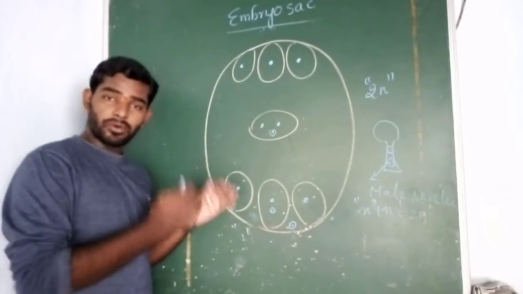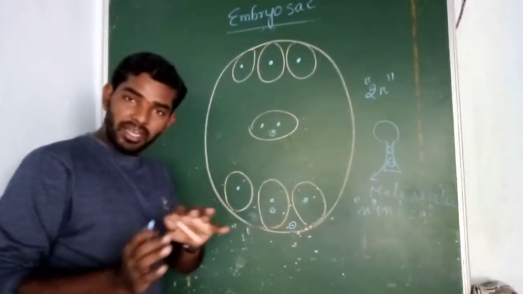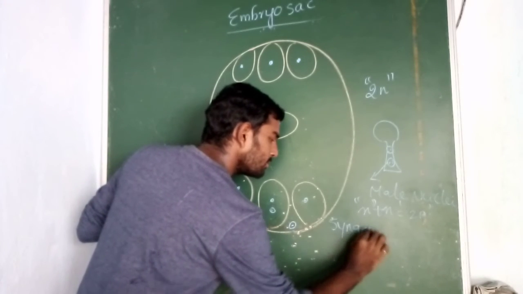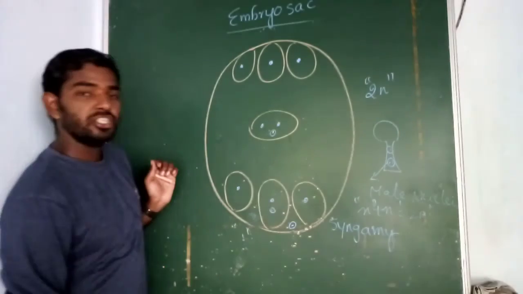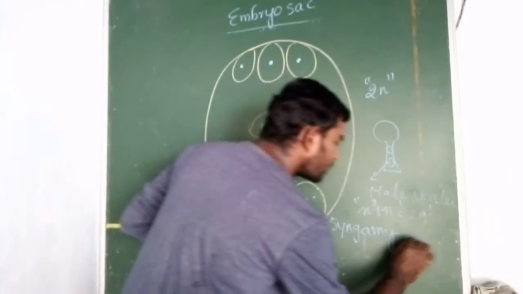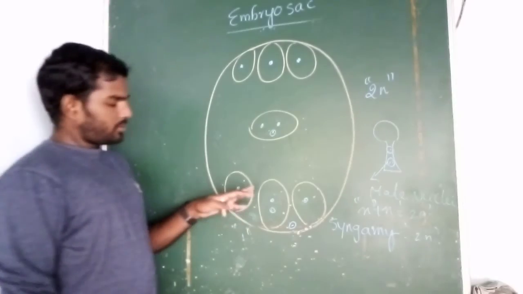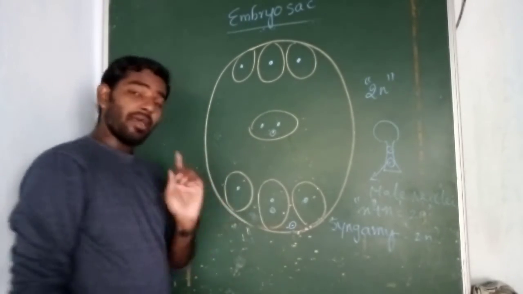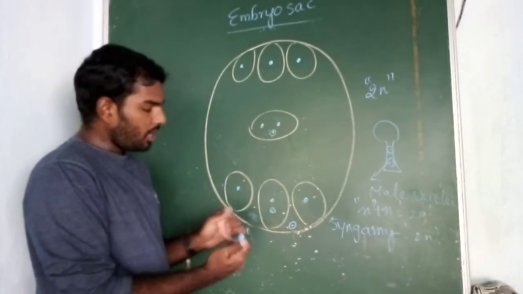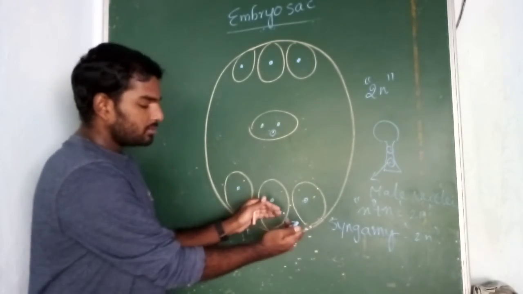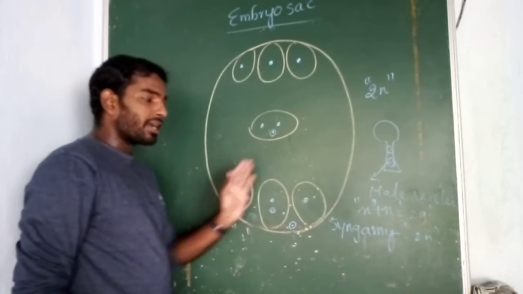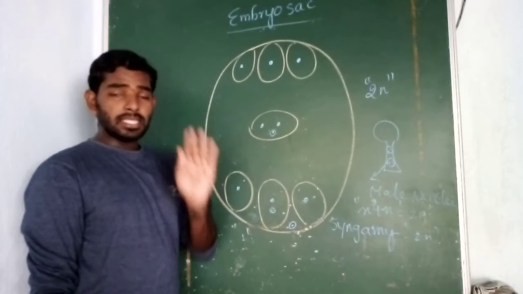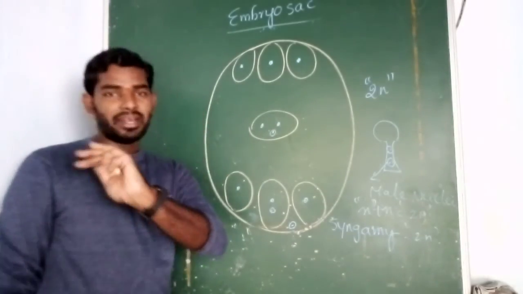This fertilization is known as true fertilization, also known as syngamy. Sometimes they will ask what is the condition of syngamy. The syngamy condition is 2n, diploid condition. Before the fertilization, the egg cell has only a single nucleus. After the fertilization, the egg cell binds with the male nucleus, so the condition is 2n. This is called true fertilization, also known as syngamy. Syngamy is always a 2n condition, diploid condition.